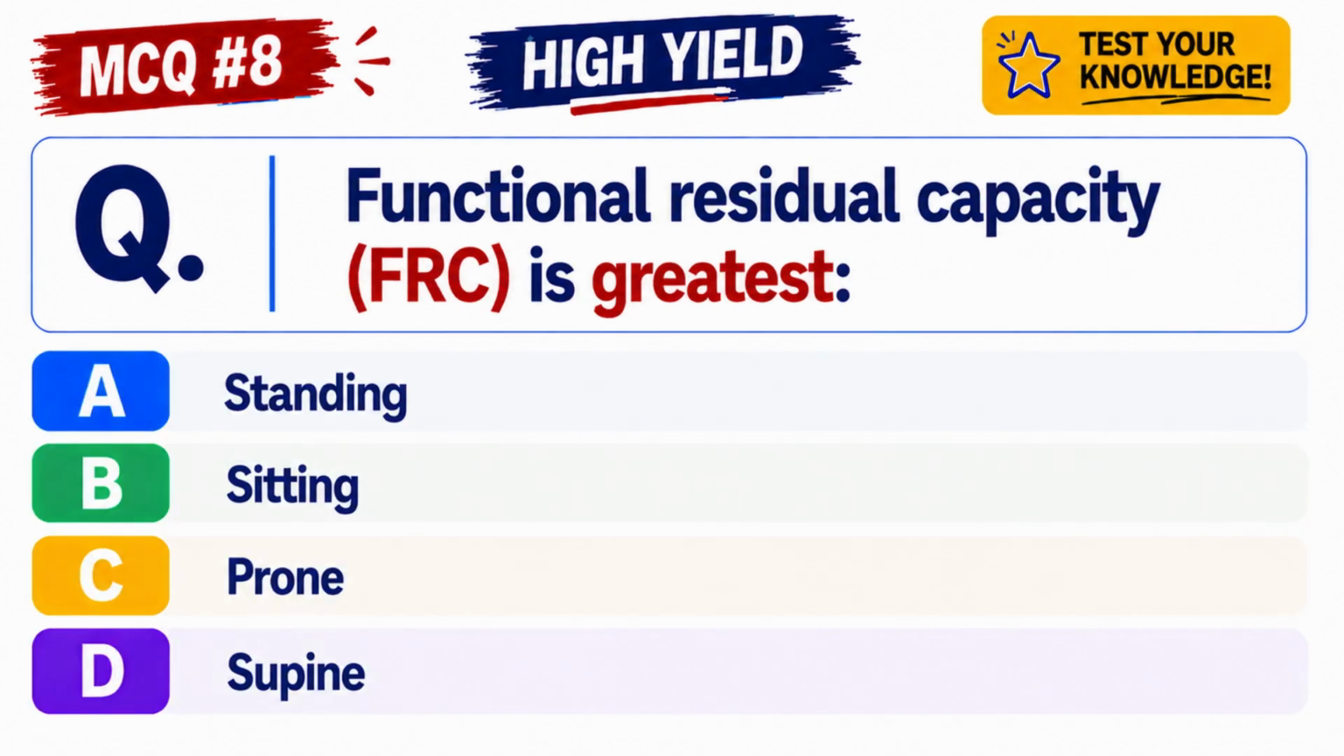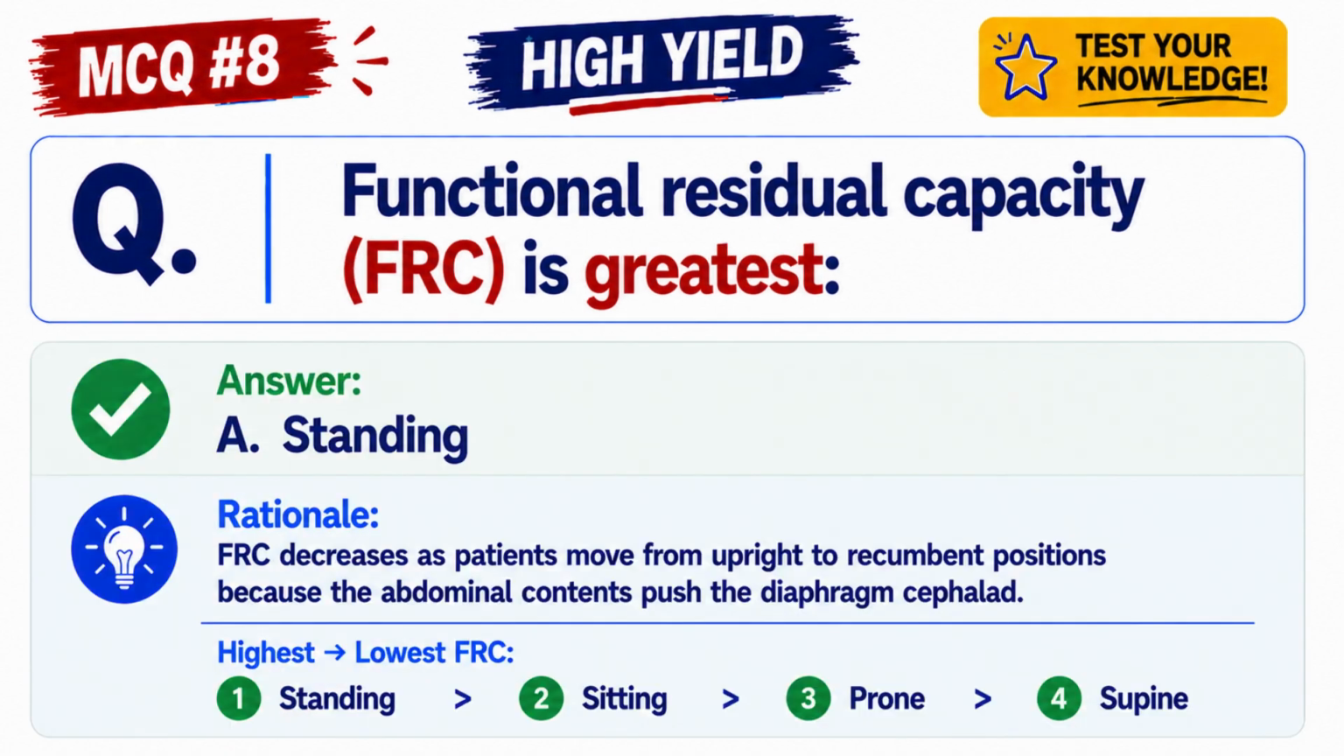Functional residual capacity is greatest in which position? A. Standing. B. Sitting. C. Prone. D. Supine. The answer is A. Standing. Here's why. Position has a profound effect on FRC, and this effect is driven by gravity and abdominal mechanics.